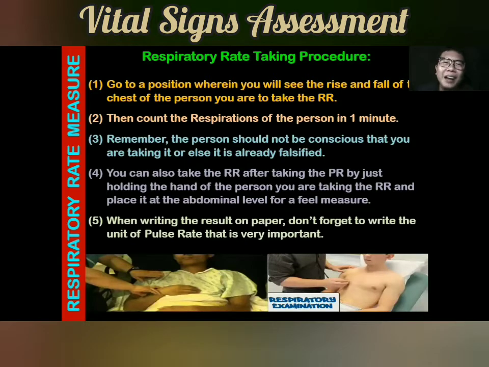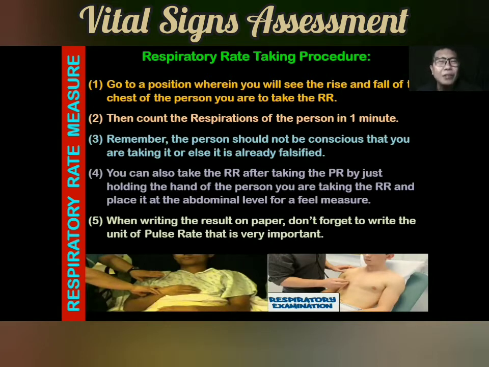Now, how do you get the respiratory rate? Number one, go to a position wherein you will see the rise and fall of the chest of the person you are to take the respiratory rate from. So what are these positions? There are three positions. Number one is the supine or the lying down position. Number two, you can have the sitting position. Or number three, you can have the semi-Fowler's or the slightly bending position. All of these three are possible for measuring the respiratory rate.